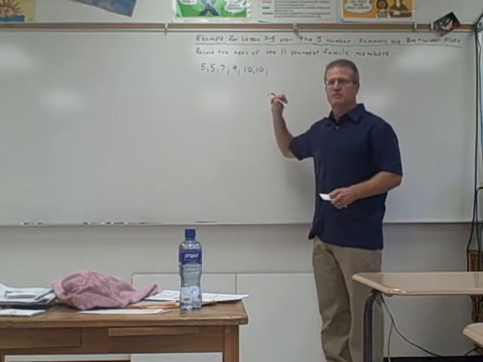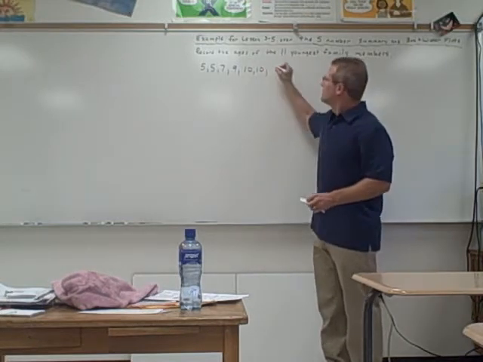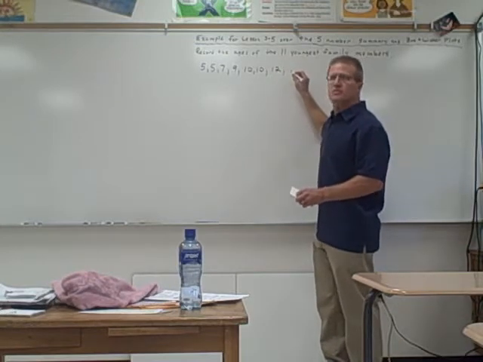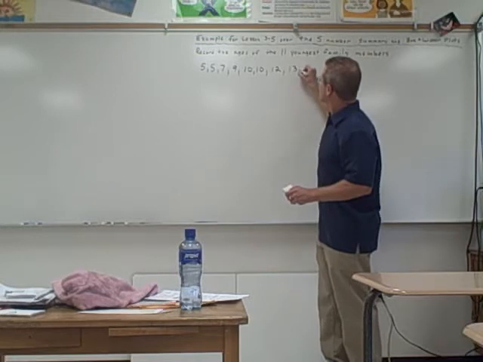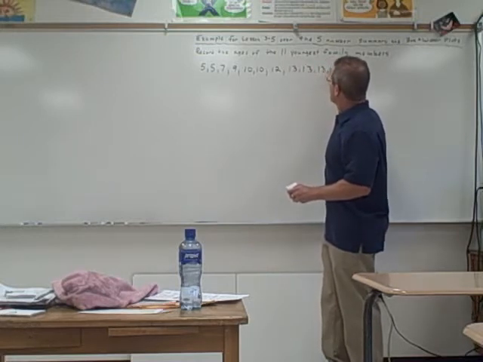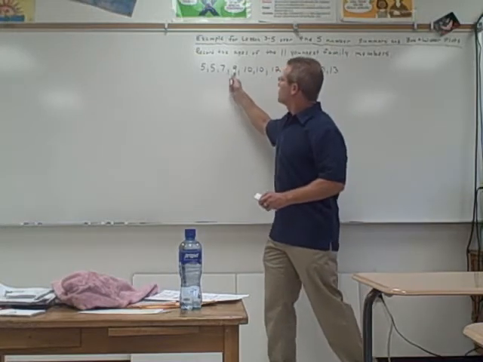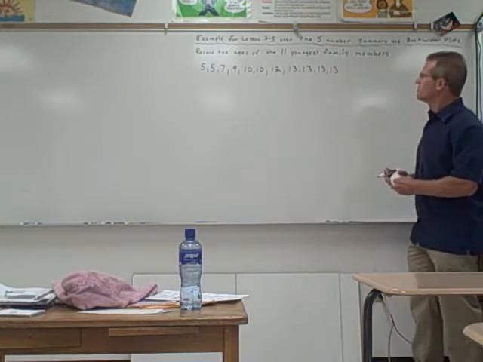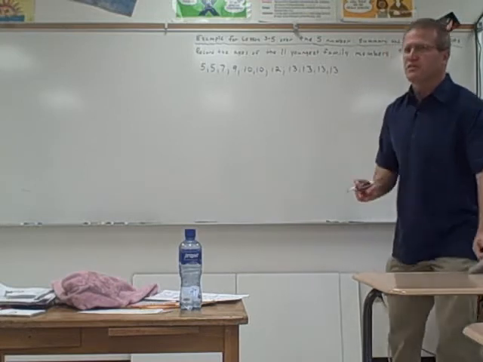11, 12, 13. 4 13-year-olds. 1, 2, 3, 4, 5, 6, 7, 8, 9, 10, 11. That's what I was looking for. Okay, 11 numbers. What we're going to do is find the 5-number summary.